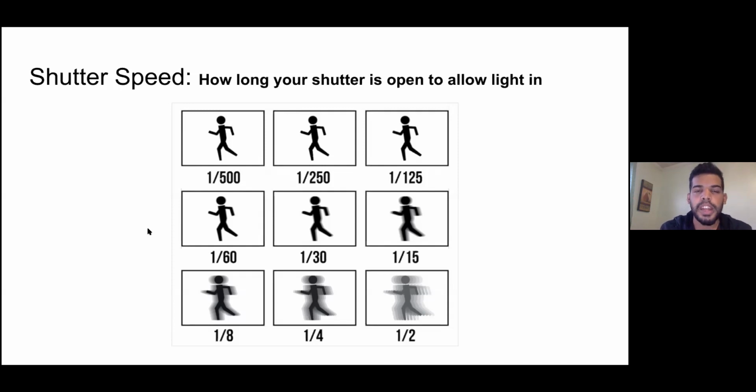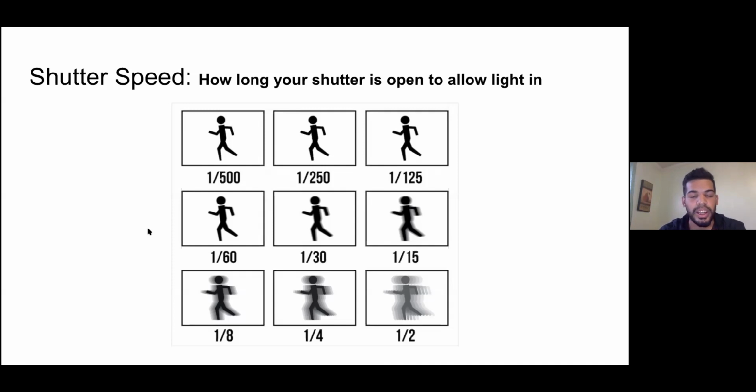So just like in aperture, you want to think of what your lighting scenario is. If you're in bright sunlight, you might want to have a very fast shutter speed. That way you can compensate for the light. So if you are in, like I said, bright sunlight, you might want to have 1/500 of a second, a really fast shutter speed.